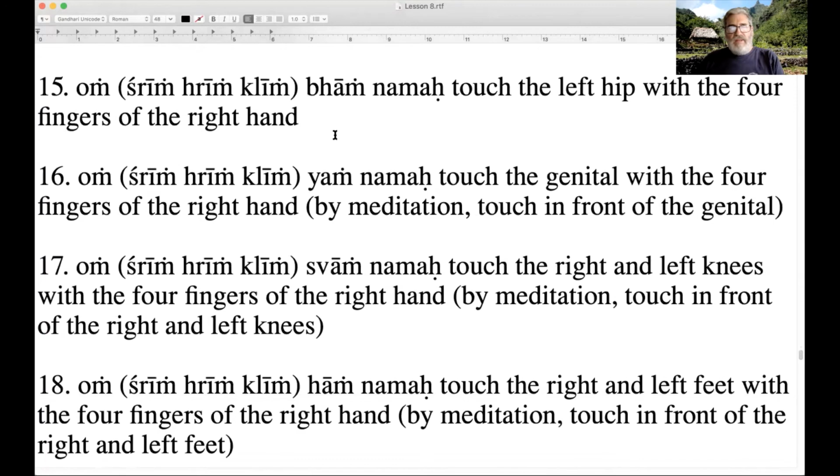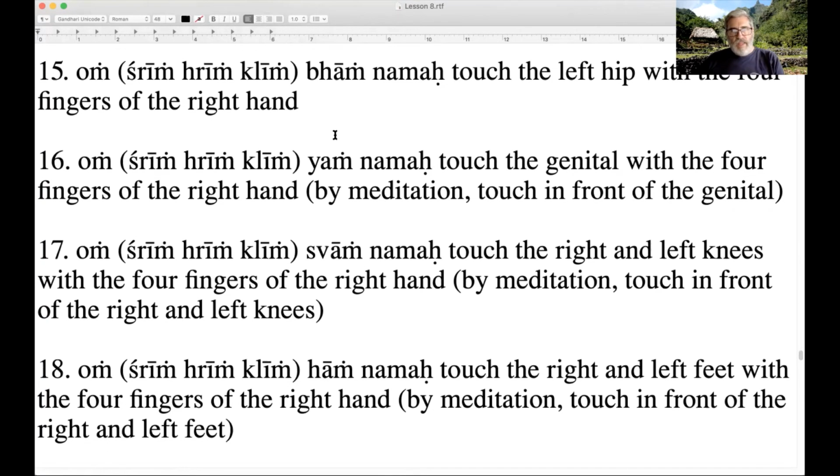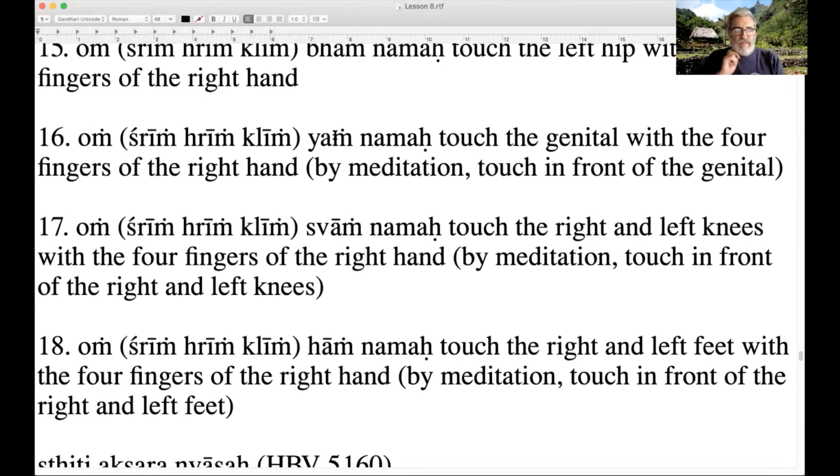Om Yam Namaha, touch the genital with the 4 fingers of the right hand, or by meditation in front of the genital. Here it said genital. Previously in the other Akshay Nyasa it mentioned anus, but here it's saying genital. That may be something given in the Tika, in the commentary.